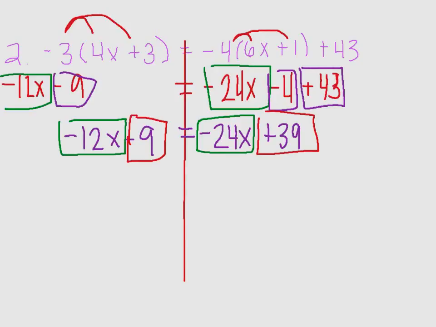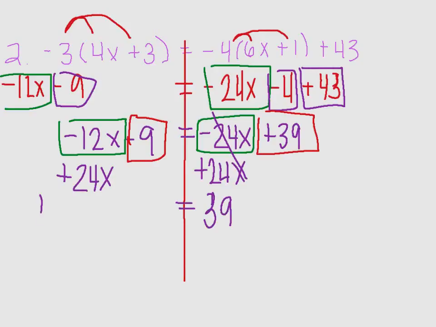So let's go ahead and bring over my minus 24. The opposite of minus 24 is plus 24x. Whatever I do to one side, I have to do to the other side. My 24's cancel, and I'm left with my 39 on my right side. Negative 12x plus 24x is going to be 12x. And then I drop down that minus 9.